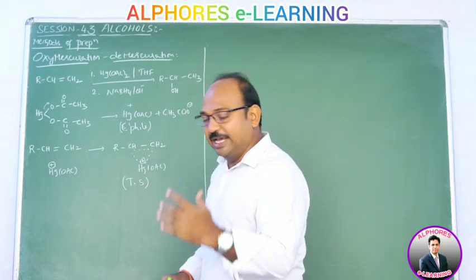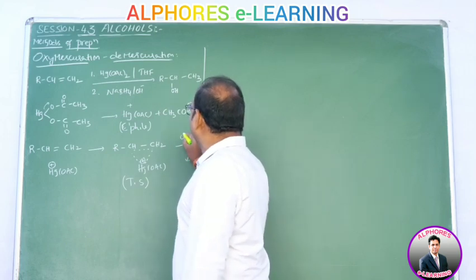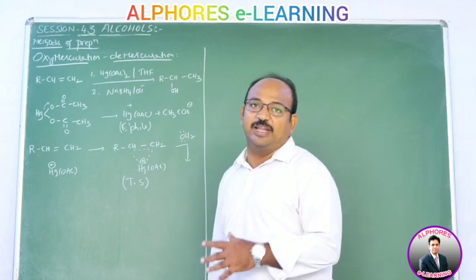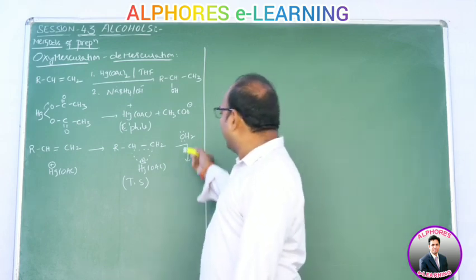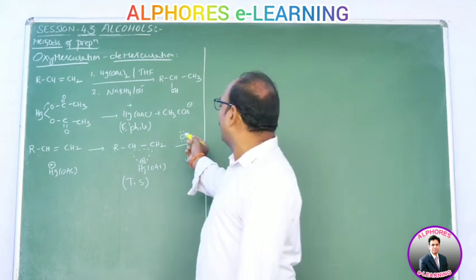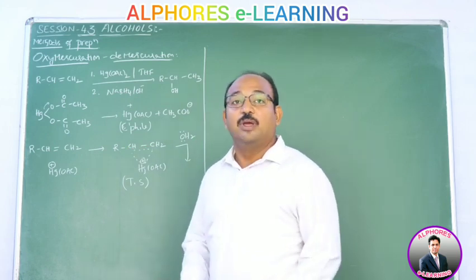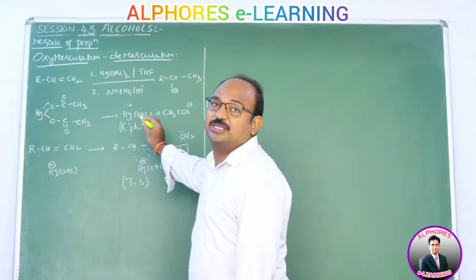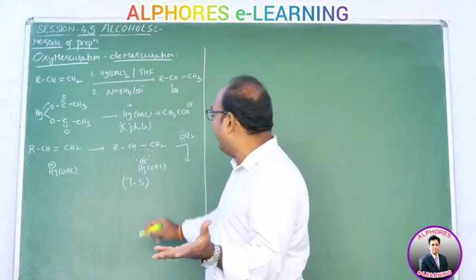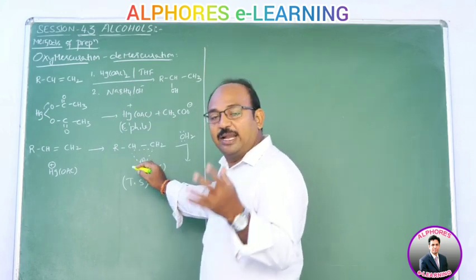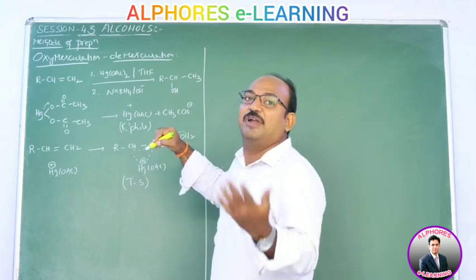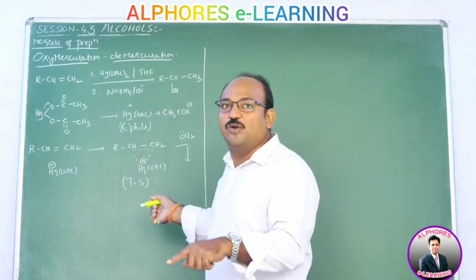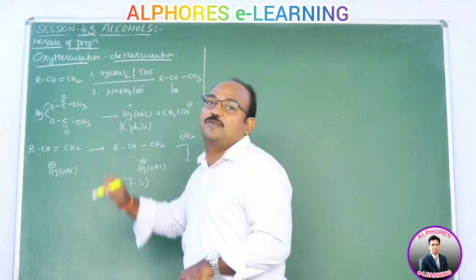Later, the solvent molecule has to come. The solvent is water. This water molecule has to approach from the rear side with respect to this transition state, because one side is blocked by HgOAc. So whichever solvent we are using, if it is water, the water molecule approaches from the rear side.